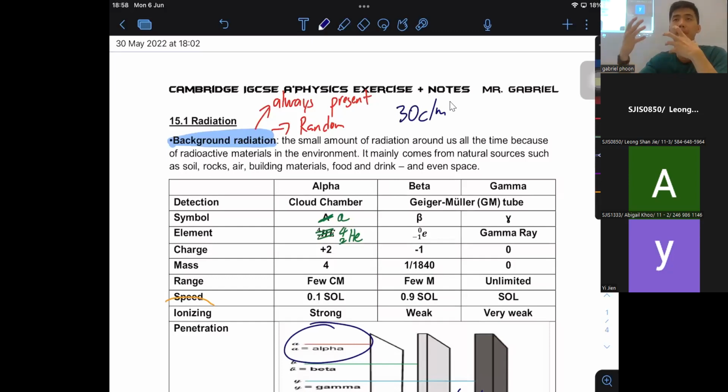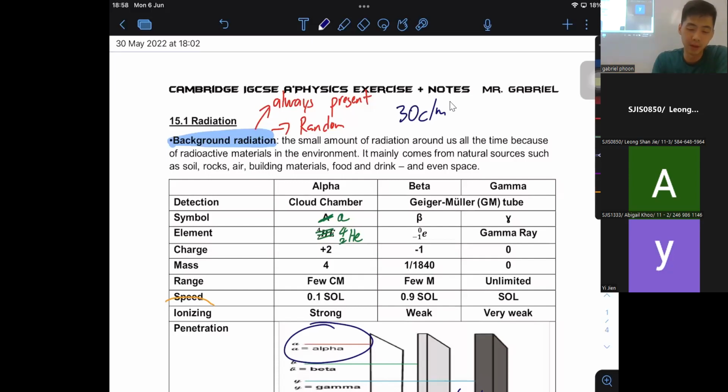It's because the human body has already adapted to live in a little bit of background radiation. No matter where you go, for sure there's going to be some form of background radiation, okay? So where does this background radiation come from? It could come from mainly 4 sources, guys.